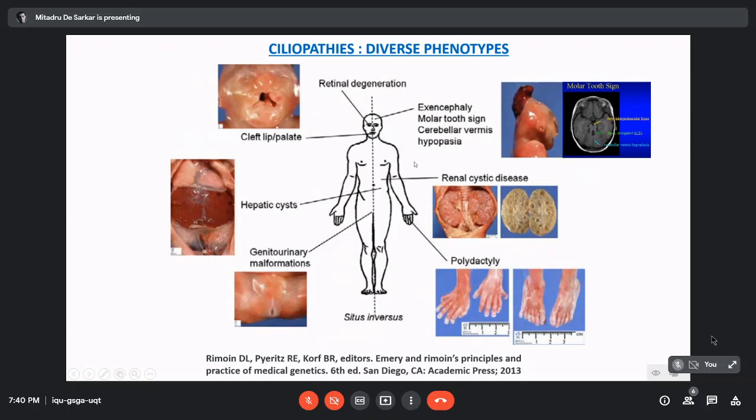This particular syndromic one actually shows the range of organs which can be involved in this disease. So there can be retinal degeneration because, as I have said, primary cilia are often seen in the retina. You also have cleft lip and palate, hepatic cysts because they are also expressed in the bile ducts, genitourinary malformations, situs inversus because they are essential for left to right orientation, polydactyly. You also have underdevelopment of the cerebellar vermis along with the molar tooth sign, in which basically the interpeduncular fossa is kind of depressed, giving rise to the appearance of that of a molar tooth. Most importantly, in many of these conditions, we have renal cystic disease.